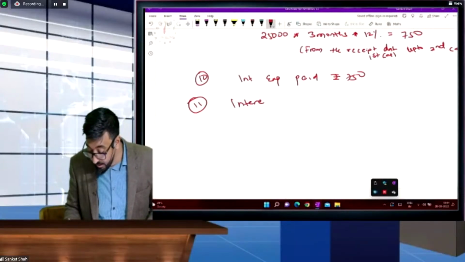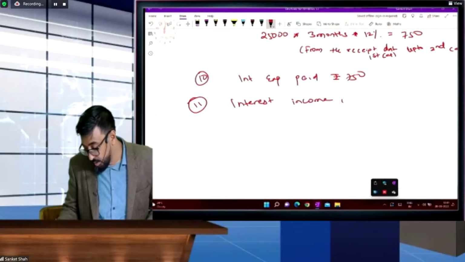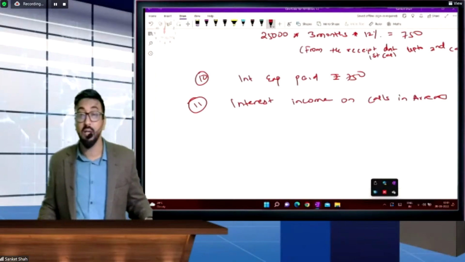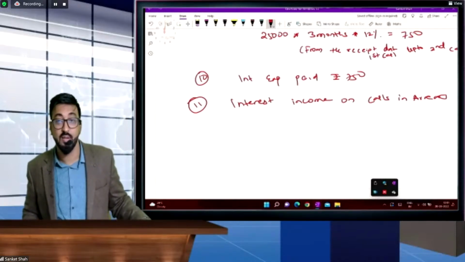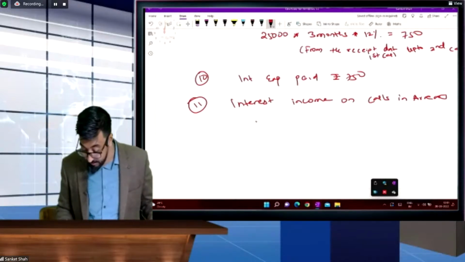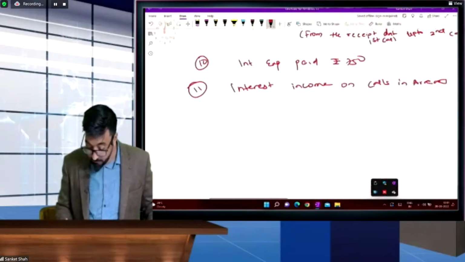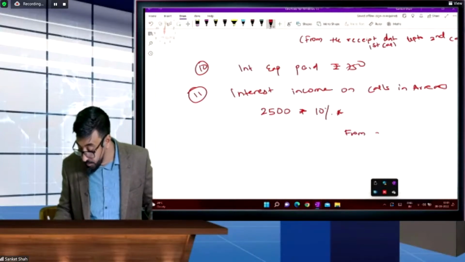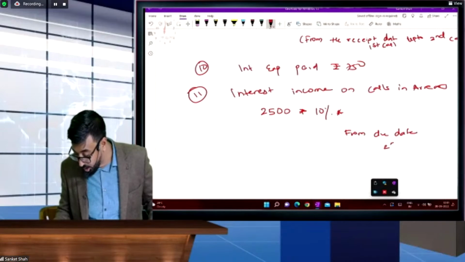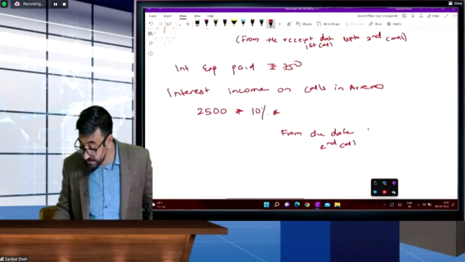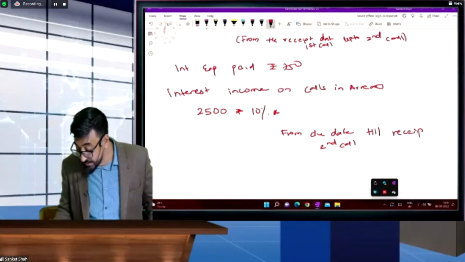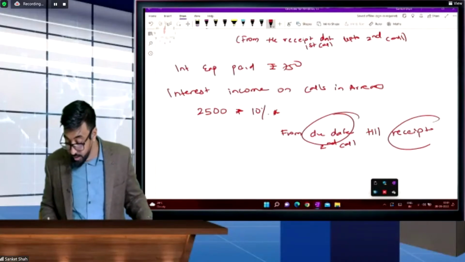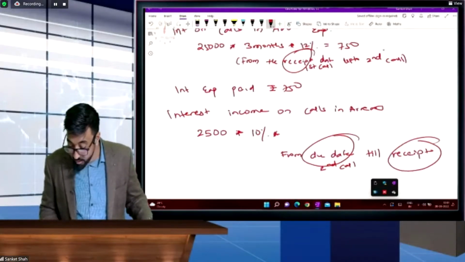Interest income on calls in arrears. Now beta, how much were the calls in arrears? Yes, you can find out, 2,500 into 10% from due date of second call till receipt date. Till receipt, here exactly the opposite, due date to receipt date, and above it was receipt date to due date.